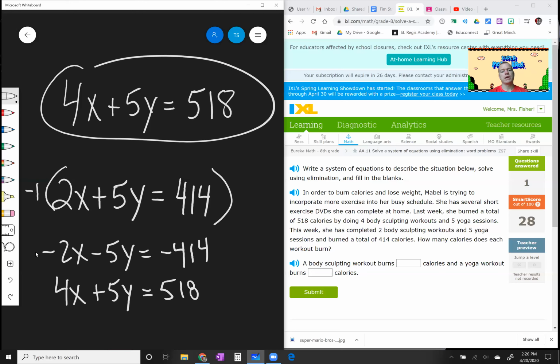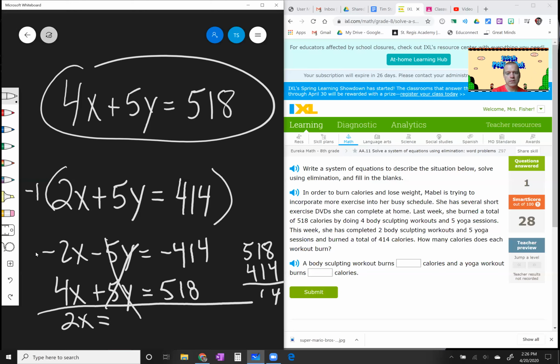Okay, so now you just put these equations together. If we just kind of draw a line and put these together, 4 minus 2 is going to be 2x. The 5y's cancel, right, because you eliminated those. So 2x equals, and then over here you got 518 minus 414, which is 104. And then we need to find out what x is. So I need to divide by 2, divide by 2. x is going to be 52, right? So x equals 52.